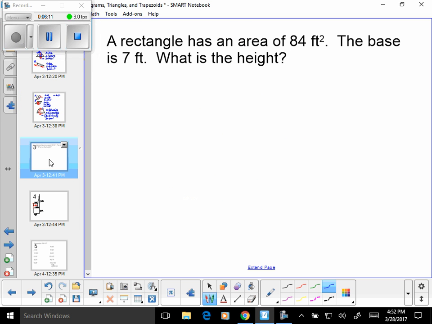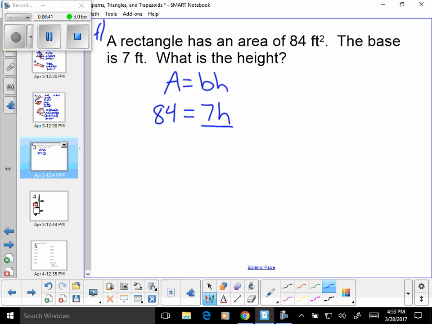Another thing that they will actually ask you to do, this is example F, is sometimes they will give you the area, and then they'll either give you the base or the height, and they'll want to know the other one. We still use the same formula, and the formula helps us to analyze the problem. A stands for area. We know that. We know that the area is 84. The base, B, is 7. So I substitute. What's the height? I don't know, so that's my variable.